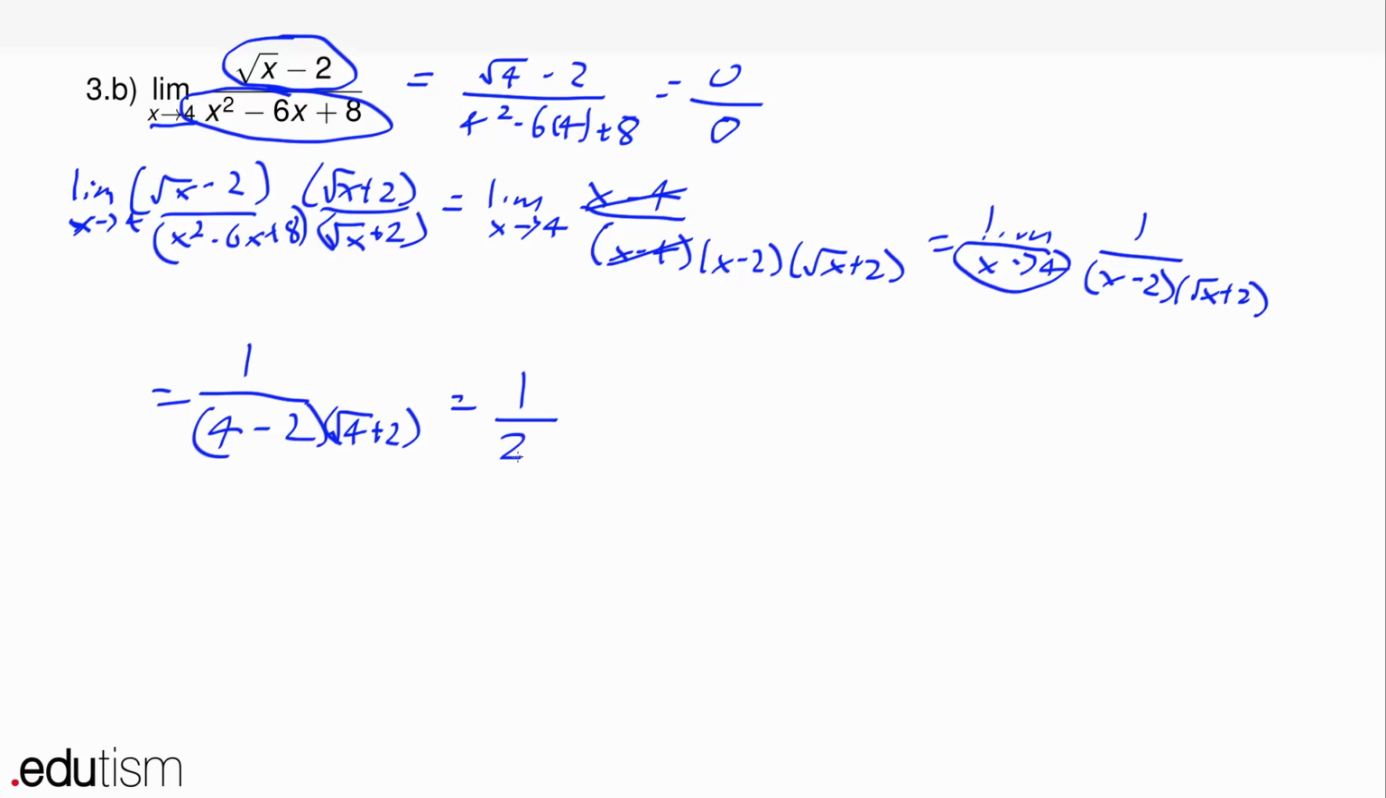4 minus 2 is 2. Square root 4 is 2. 2 plus 2 is 4. So you have 1 over 2 times 4, which is 1 over 8. So this limit gives us 1 over 8.